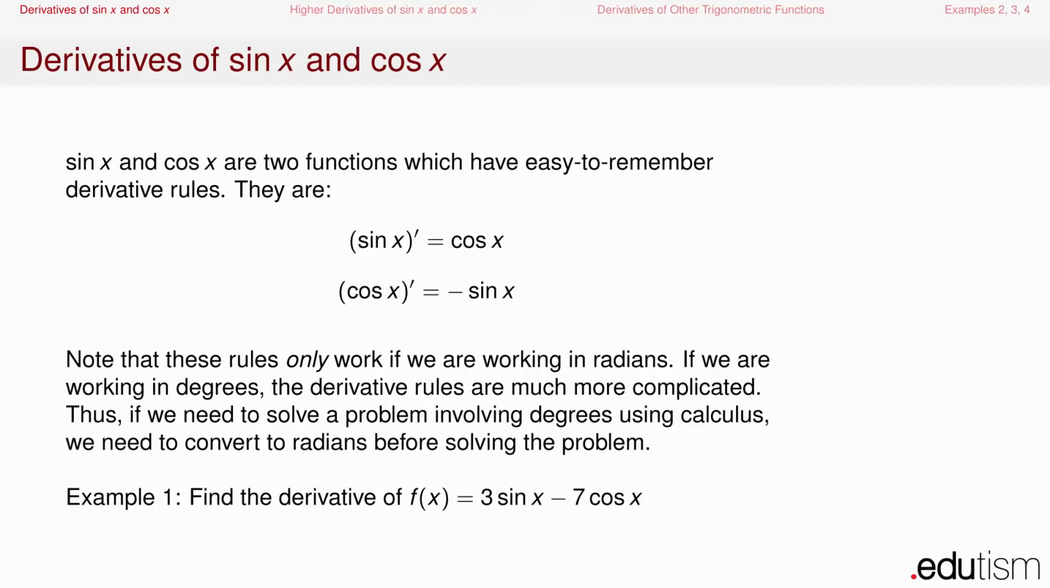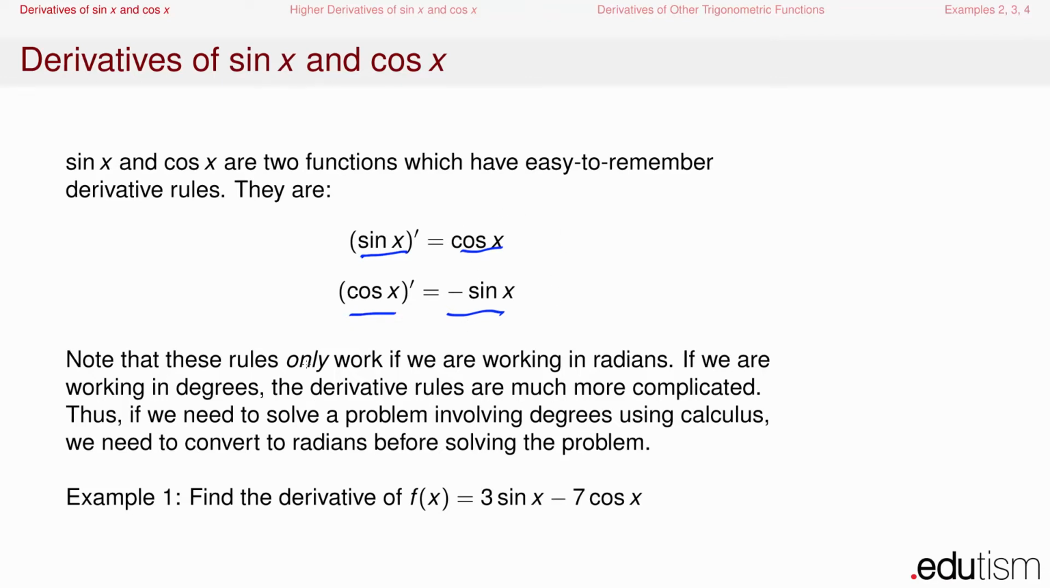Derivatives of sine x and cos x. Sine x and cos x are two functions which have easy to remember derivative rules. These derivative rules are that the derivative of sine x is cos x and the derivative of cos x is negative sine x. These rules are nice and simple, they're easy to remember.